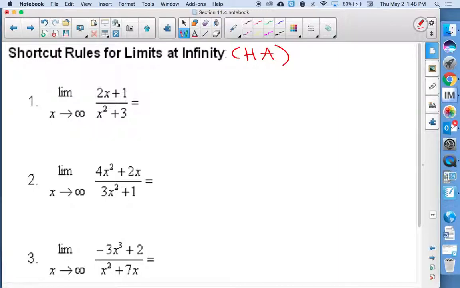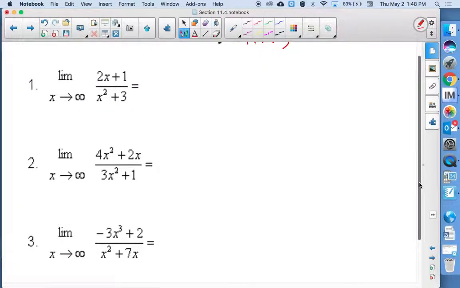So the first one gives you an example with the limit as x goes to infinity of 2x plus 1 over x squared plus 3. Does anybody remember what happens with that type of problem?